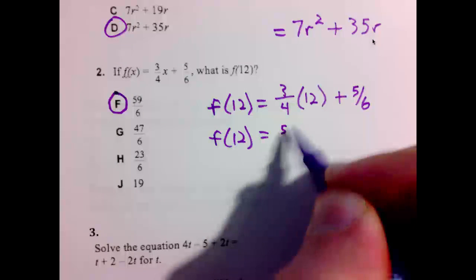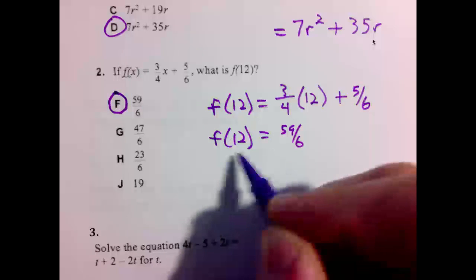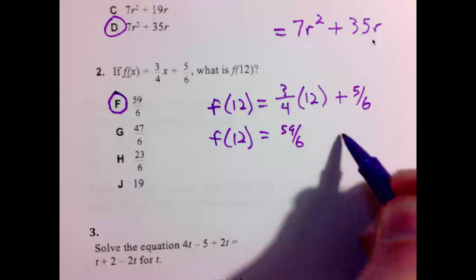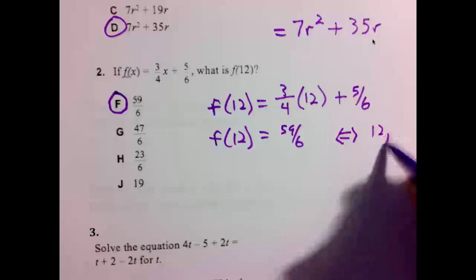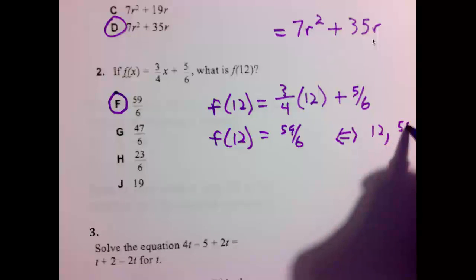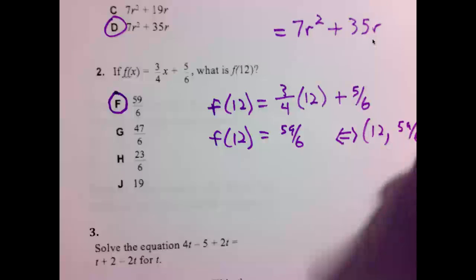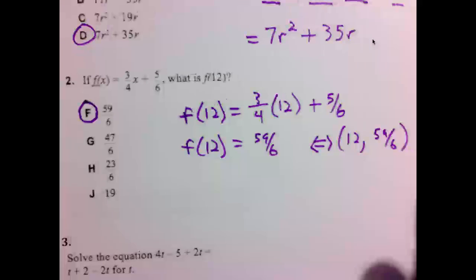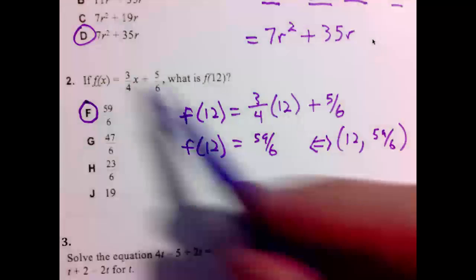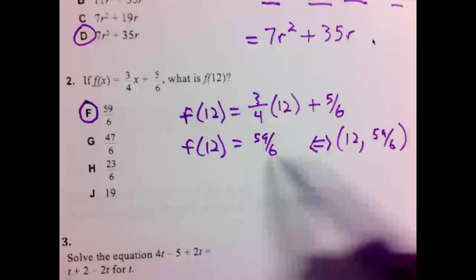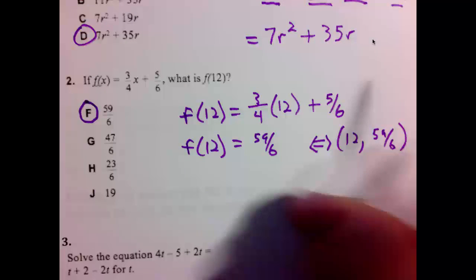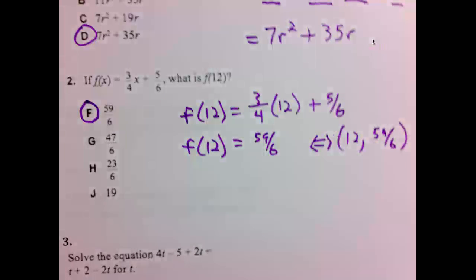59 over 6. This statement, f of 12 is equal to 59 over 6, is analogous to saying that 12 pairs with 59 over 6. X has become 12. Here x is 12. The function maps to 59 over 6 when x is 12. These are similar statements.